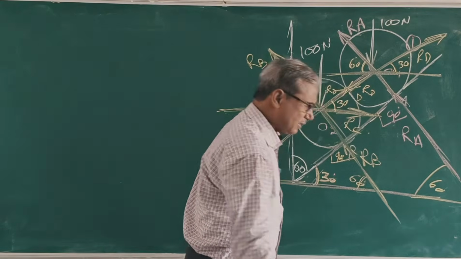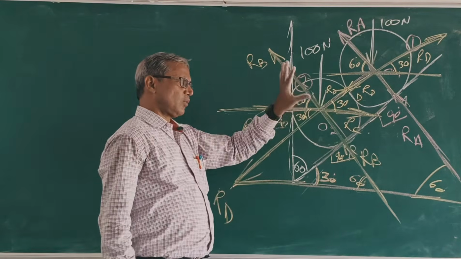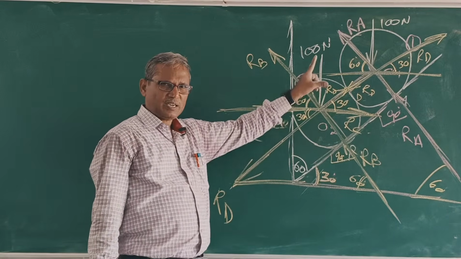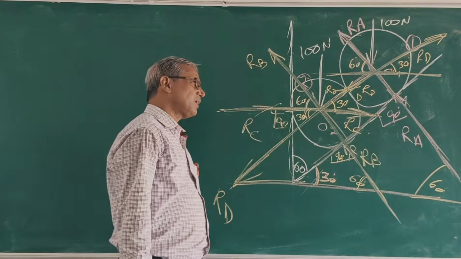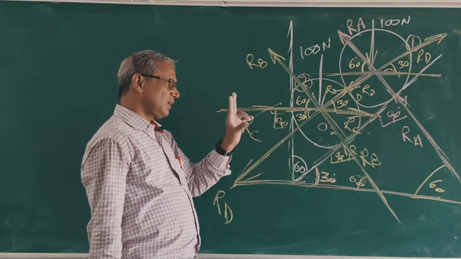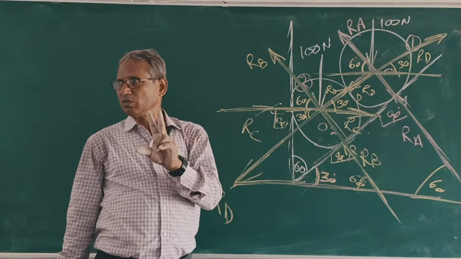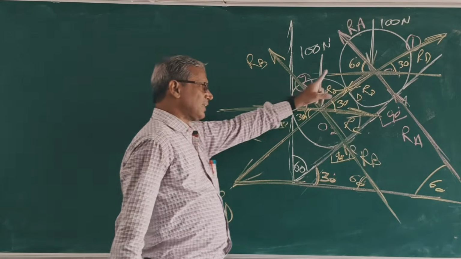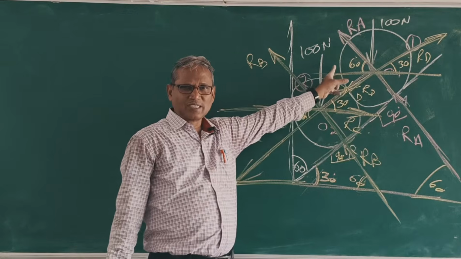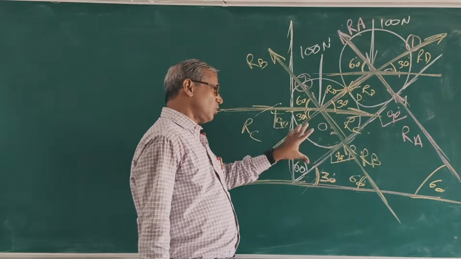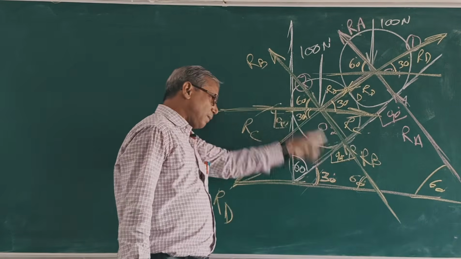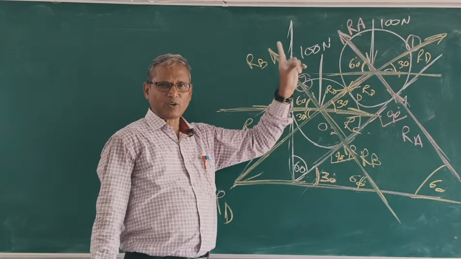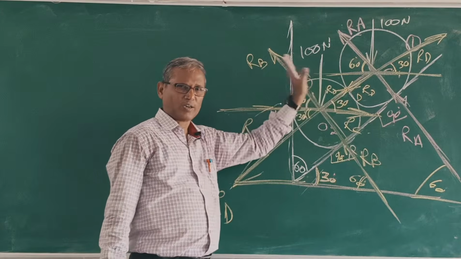Now take roller 1, then roller 2. First take roller 1, because in roller 1 there are two unknowns: RD and RA. In roller 2 there are three unknowns: RB, RC, RD. So first take roller 1. It is advisable to take roller 1.